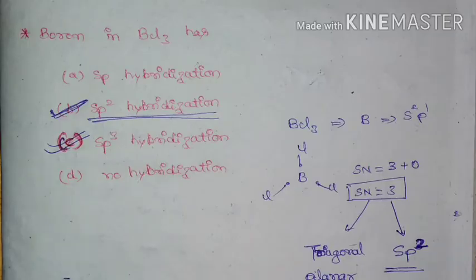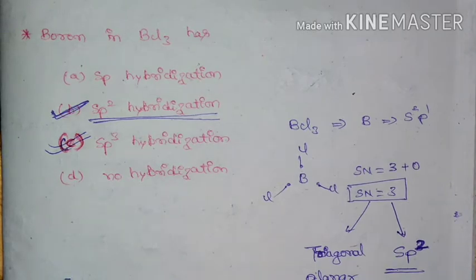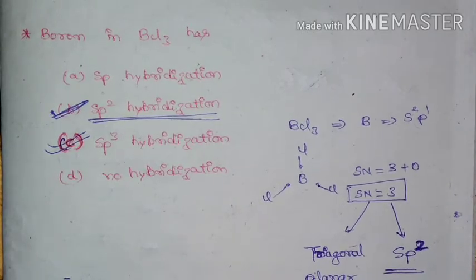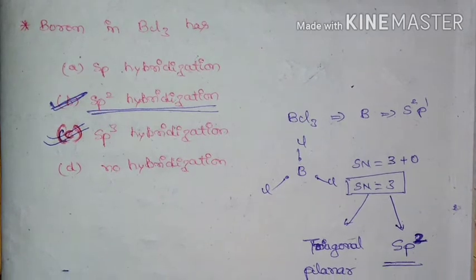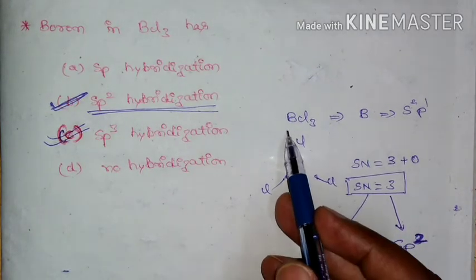Today I am going to discuss Forensic Science Lab Scientific Officer Chemistry Division questions and answers. First question: boron in BCl3 has... So the correct option is sp2 hybridization. How can we find this hybridization? By using the steric number, that is BCl3.